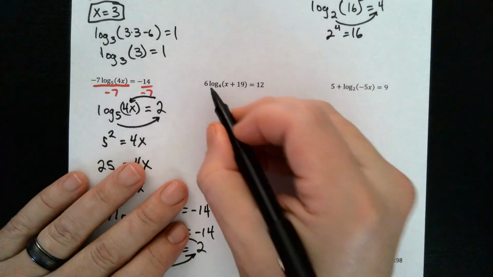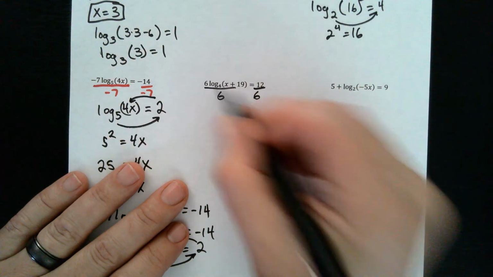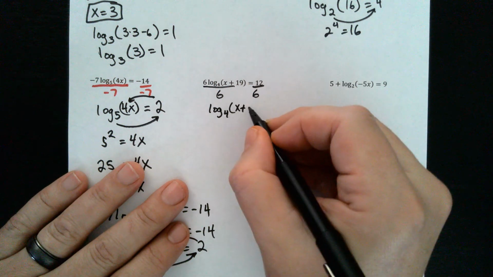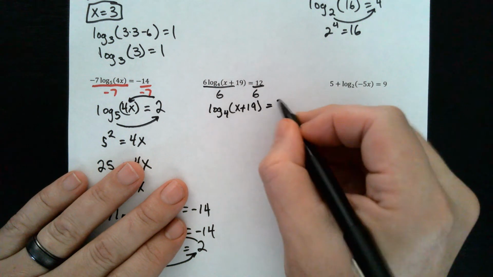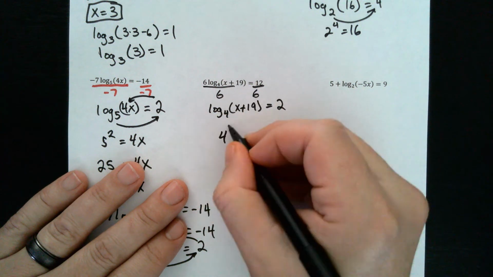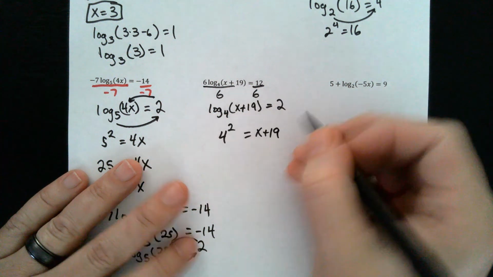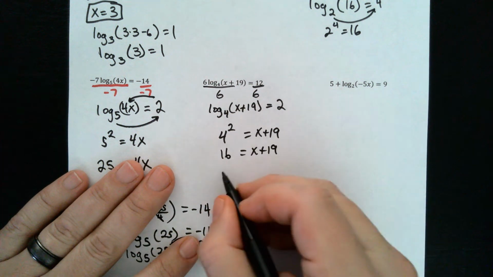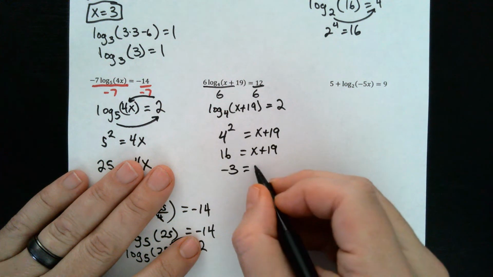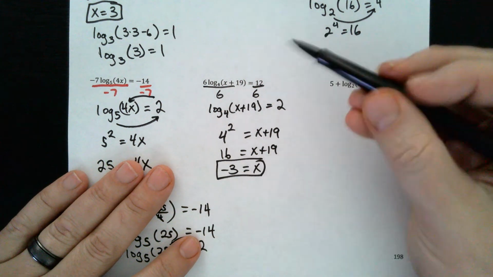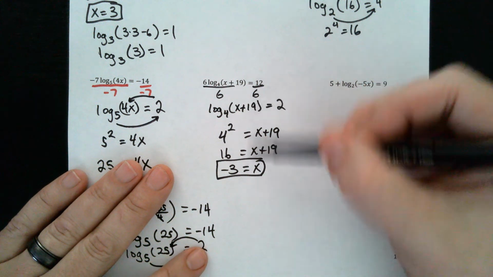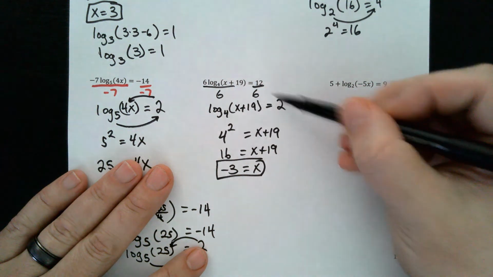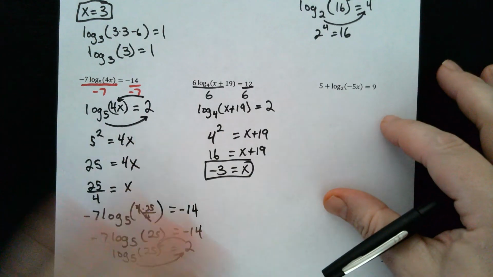Let's do this one. Divide again by that number that's in front, so you get log base 4 of x plus 19 equals 2. Do the circle thing, so you get 4 to the 2 equals x plus 19. 4 to the 2 is, of course, 16. Subtract that, and you get negative 3 is equal to x. We can confirm that that's true really quick. We can even use this version if we want. Plug that in, negative 3, that gives you 16. So 4 to the 2 power equals 16. That's true.